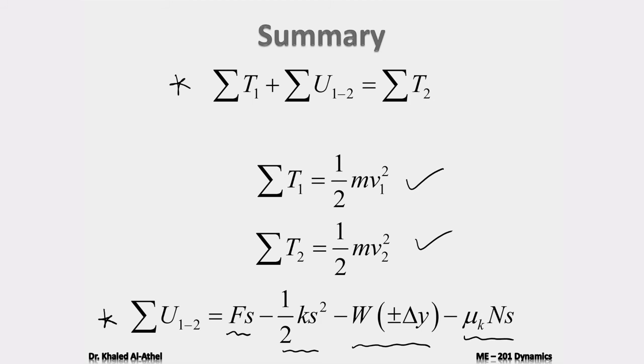Remember that the work done by a force is positive if the force is in the same direction of the displacement. The work done by a force is negative if the force is in the opposite direction of the displacement. Therefore, you can see that the work done by friction is always negative. Work done by the weight depends, could be positive, negative. Spring is always negative. And then applied forces, it depends on the direction of the applied force.